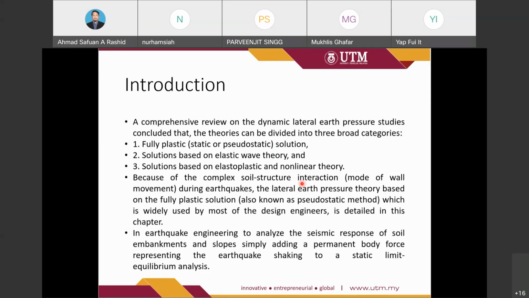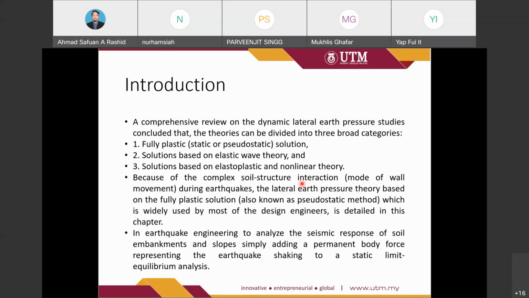However, the author has mentioned here that because of the complex soil structure interaction and mode of wall movement during earthquake, the lateral earth pressure theory based on the fully plastic solutions, which is widely used by most design engineers, is detailed in this chapter. So for this discussion, we use the improvised solution from the fully plastic solutions.